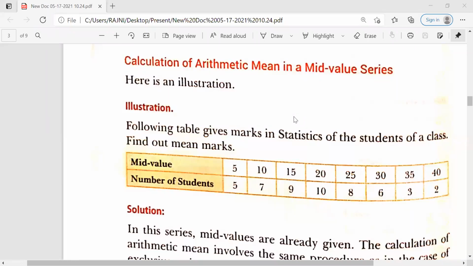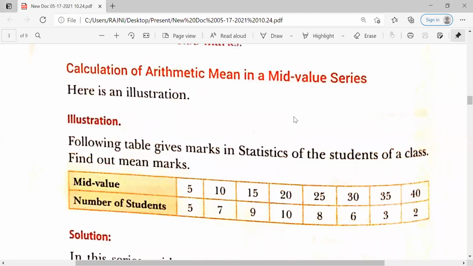So today we will discuss the next concept: the calculation of arithmetic mean in the case of the mid-value series. As we have already discussed, there are different types of frequency distribution series, and one of them is the mid-value series. Generally, in order to calculate the arithmetic mean, we just have to find the mid-value of the class intervals in order to calculate the mean.